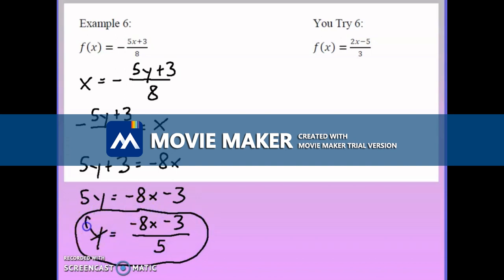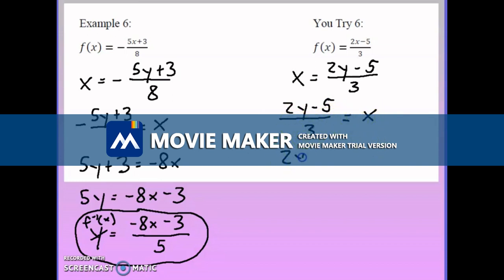And of course, you can change that to now the inverse function symbol. So again, last one, you try number 6, pause, come back. All right, hopefully you've tried this. So we're going to do x equals 2y minus 5 over 3. Switch the sides, 2y minus 5 over 3 equals x. Get rid of that denominator first by multiplying it up. So 2y minus 5 equals 3x.